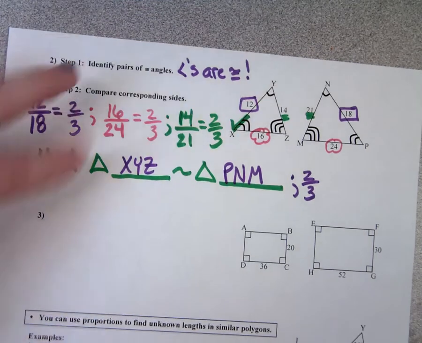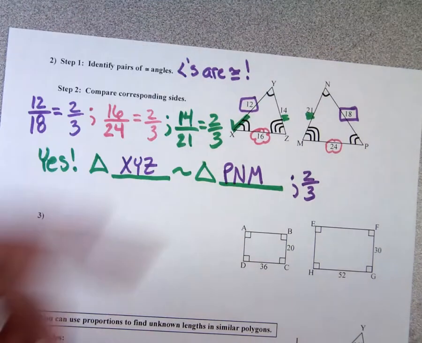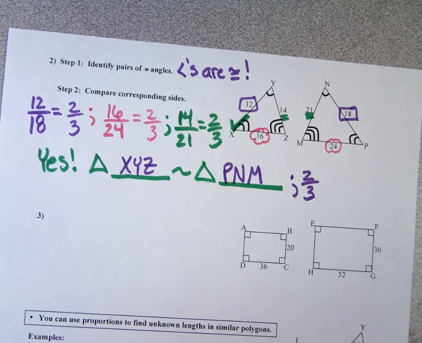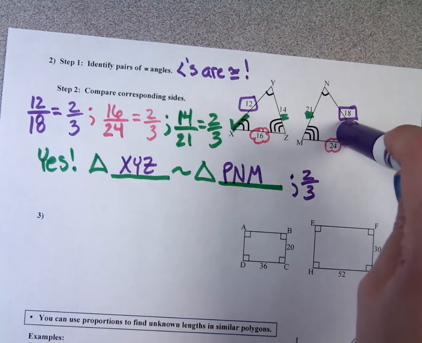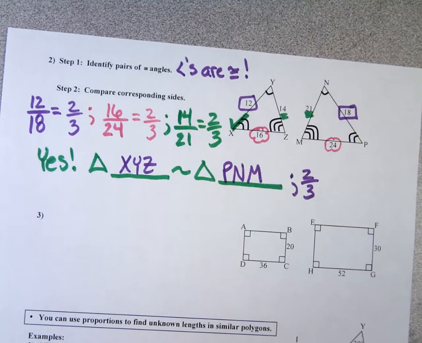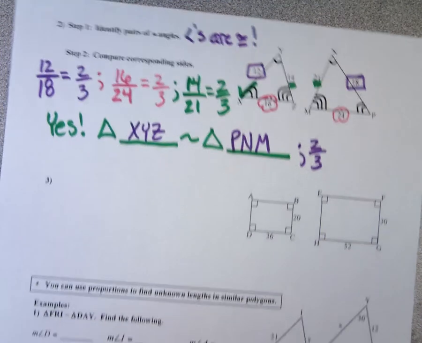Now, if anybody had these flip-flopped and told me the similarity ratio was 3 to 2, that's okay. That just means that this triangle is 1.5 times the size of that one. Of course, it doesn't look like it because it's not drawn to scale, but that's what it would be.